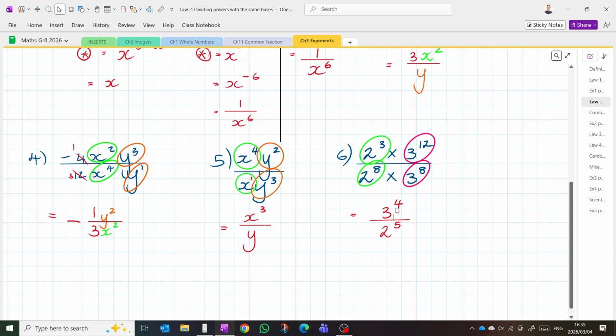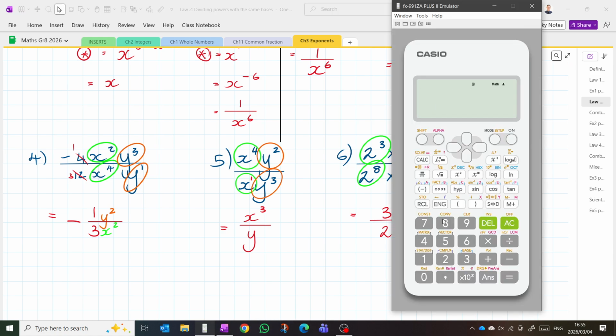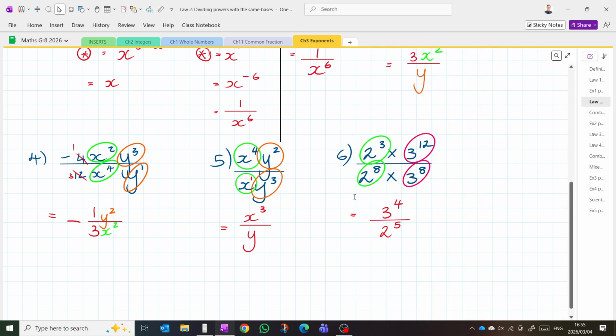And you can go and find the answer to this. 3 to the power 4 will be 81, and 2 to the power 5 will be 32. And you can see if that can be simplified. 81, 32, possibly? No. Odd and even, not going to happen. So it's going to stay like that. We're also not going to expect you to even go to 81 over 32. You're going to leave it as 3 to the power 4 over 2 to the power 5.